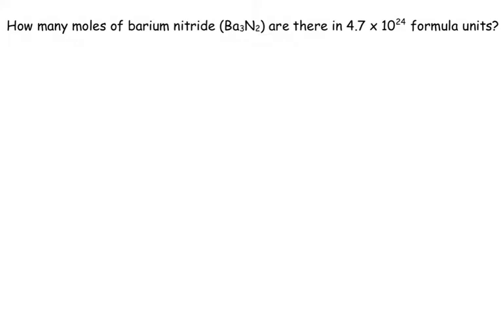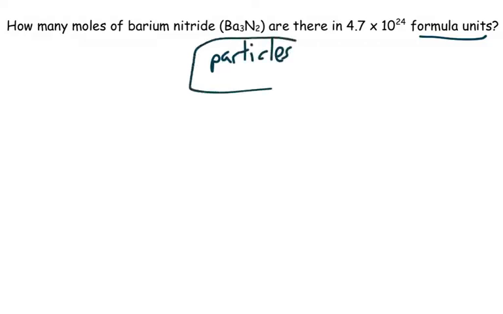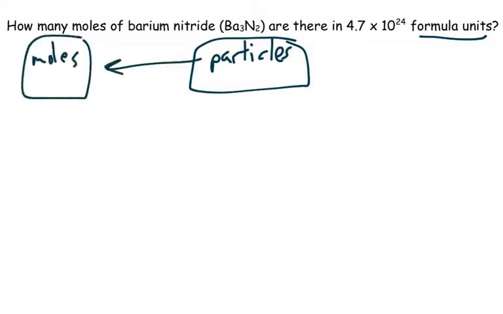Okay? Now look at this next one. This time we want to know how many moles of barium nitride are there in 4.7 times 10 to the 24 formula units. Again, a formula unit is a type of particle. So we're going from particles, and we're going backwards this time from the previous problem. We're going back to moles. According to the flow chart, we're going to divide by Avogadro's number. That's how you go backwards here. The reason it said formula units is because barium nitride is an ionic compound. There's a metal and a non-metal there.